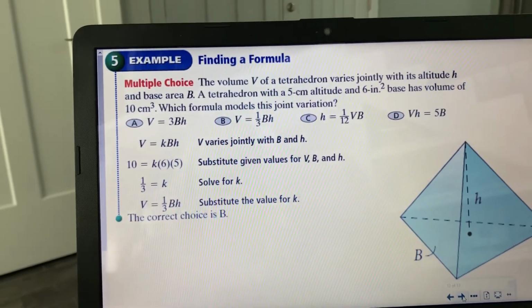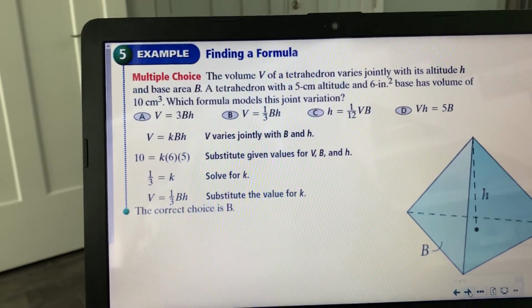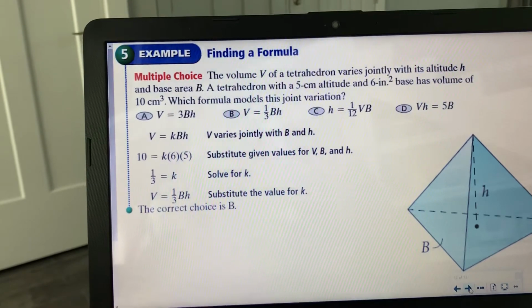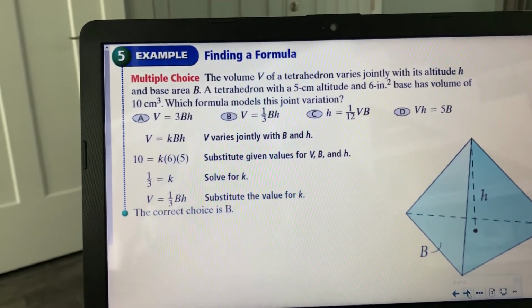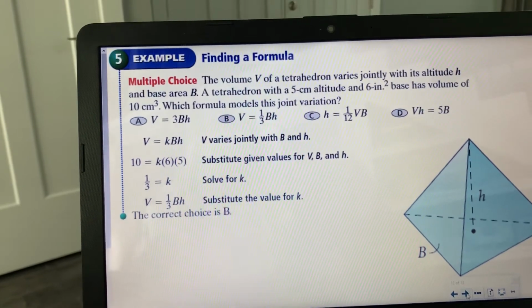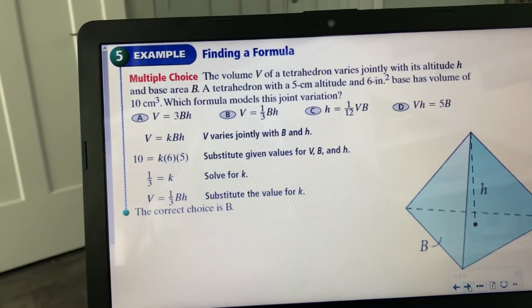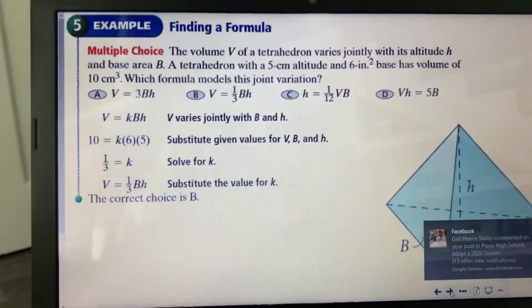So just plug in the numbers they gave you. It says the volume was 10, so they put 10 for the V, equals K times, and then it says the base area was 6 square inches, so they put 6 for the capital B, and then the height was 5. So 6 times 5 is 30, so 10 equals K times 30, divide both sides by 30, so 10 over 30 reduced to 1/3, so 1/3 is equal to K. That's your K value.